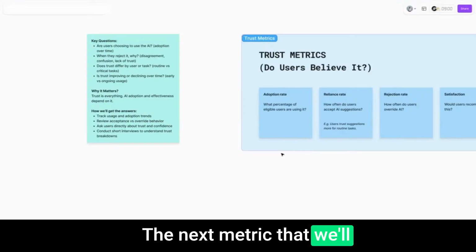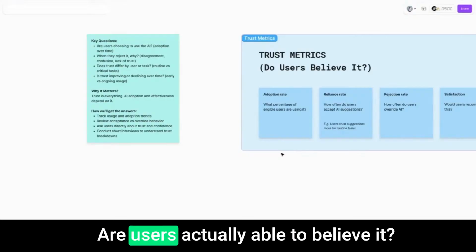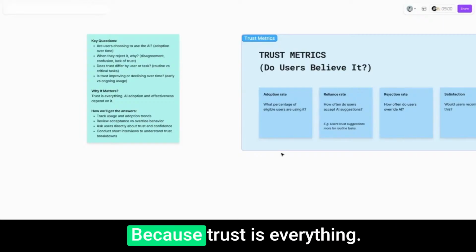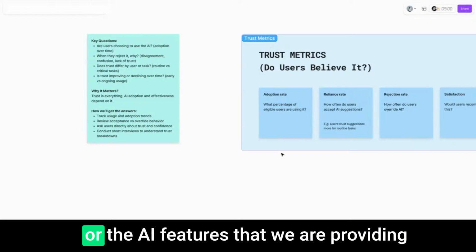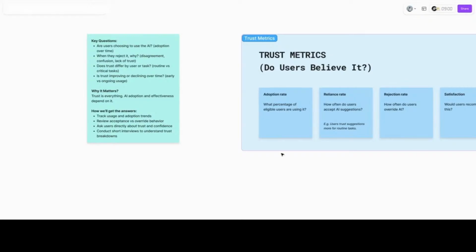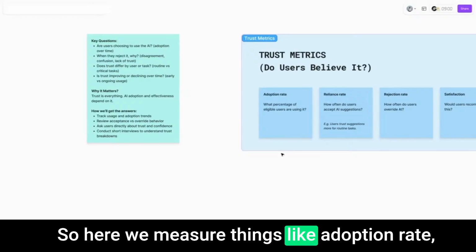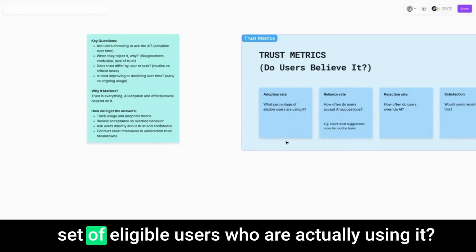The next metrics that we'll look at are the trust metrics. Are users actually able to believe it? Because trust is everything. If the users do not have trust in the solution or the AI features that we are providing them, they will never be able to use it. So here we measure things like adoption rate. What is the actual percentage of users from the set of eligible users who are actually using it?